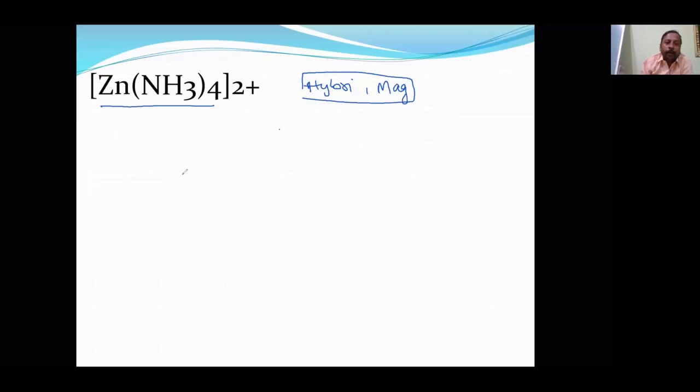Here, if you try on your own, the hybridization you are going to get will be sp3. Magnetic nature you are going to get is diamagnetic. As it is sp3, its shape will be tetrahedral. I hope you can do this so that we can discuss some more lively examples in the fastest manner. Let's move on to the next example.